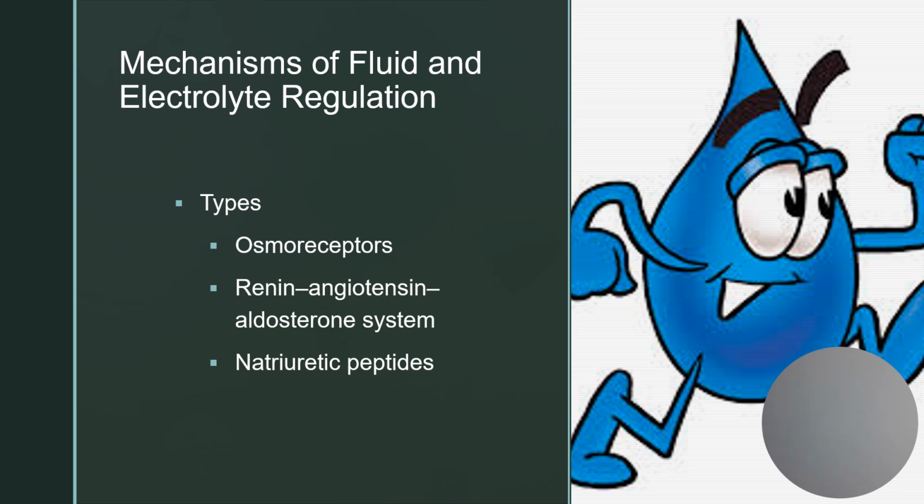If our blood pressure or blood volume changes, baroreceptors are going to be stimulated to release or suppress the antidiuretic hormone to help maintain fluid balance. Then we look at the renin, angiotensin, aldosterone system. These are chemicals that are released to increase blood pressure and blood volume through vasoconstriction or reabsorption of sodium.